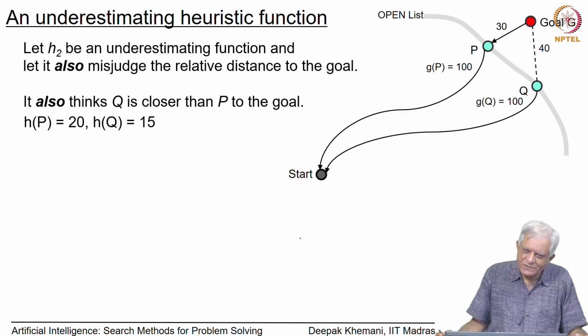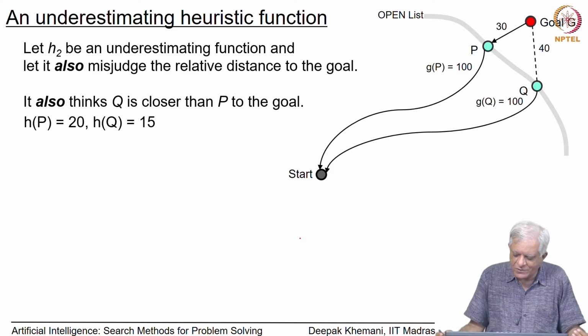So, this function h2 also thinks that q is closer to the goal as compared to p. It thinks that h of q is 15, the heuristic value of q, or the estimated distance from q to the goal, is 15, whereas in fact it is 40, and it assumes that the heuristic value of p is 20, and it thinks that p is just 20 units away from the goal. Now, you can see that both these values 15 and 20 are underestimates, and also like in the previous case, this function is misjudging which node is actually closer to the goal.